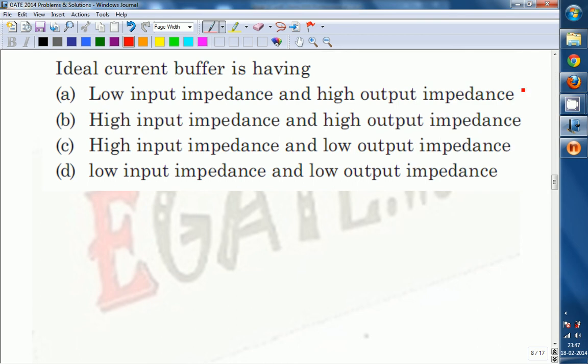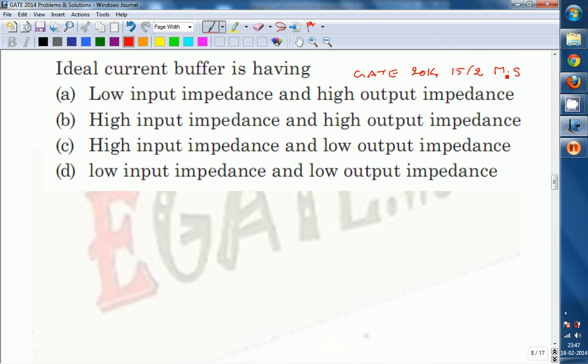And now we are discussing the GATE 2014 paper, held on 15th February, morning session. The question is: an ideal current buffer is having low input impedance and high output impedance, high input impedance and high output impedance, high input impedance and low output impedance, or low input impedance and low output impedance.